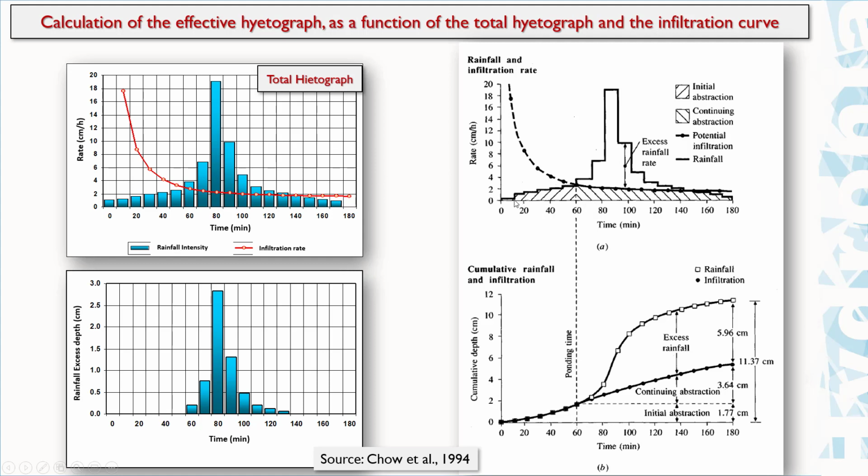And when we compare the infiltration rate with the total rainfall hyetograph, we're going to have something like this. At the beginning, we're going to have the initial abstraction, and after this point, that is time equal to 60 minutes, we're going to have the continuing abstraction, and this difference between the continuing abstraction and the hyetograph is going to define the excess of rainfall rate. And this is going to be the surface runoff.